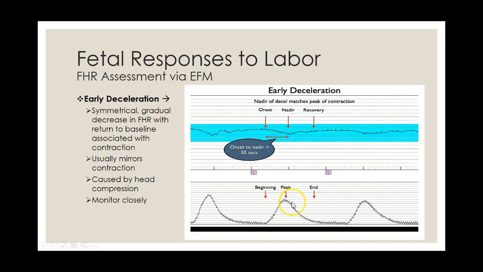Okay? So early decelerations mirror contractions, and they are caused by head compression. We see early decelerations when the fetal head moves into the birth canal and begins to become compressed. As the contraction happens, the baby's head gets squeezed and the heart rate decreases a little bit. But as the contraction lets up, the heart rate returns back to baseline.